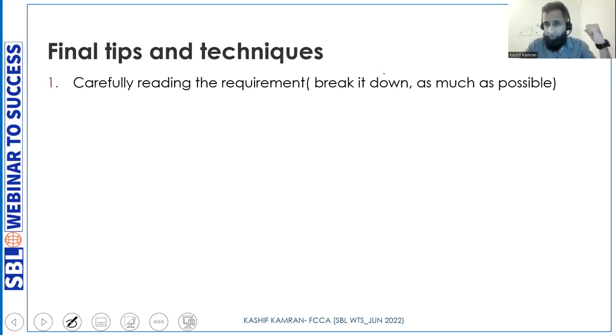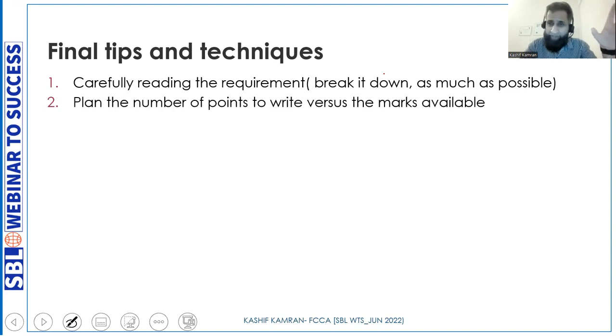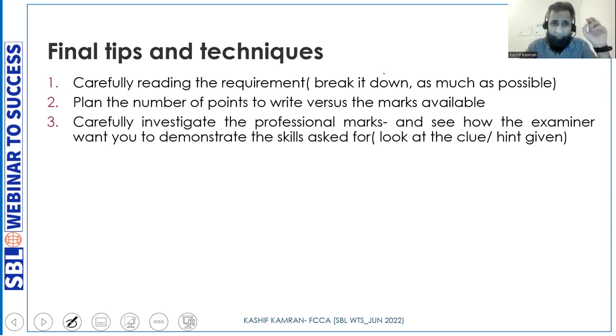Again, your investment in the first 60 minutes is critical. Plan the number of points to write versus the marks available. 12 marks divided by 2, 6 points. The question is on weaknesses and recommendations. Now that means 1 mark per weakness, 1 mark per recommendation, right? So 12 divided by 2 is 6. Now you know I need to write 6 weaknesses and 6 recommendations. So 6 weaknesses give you 6 marks and 6 recommendations give you 6 marks. So that's how you go down with things.